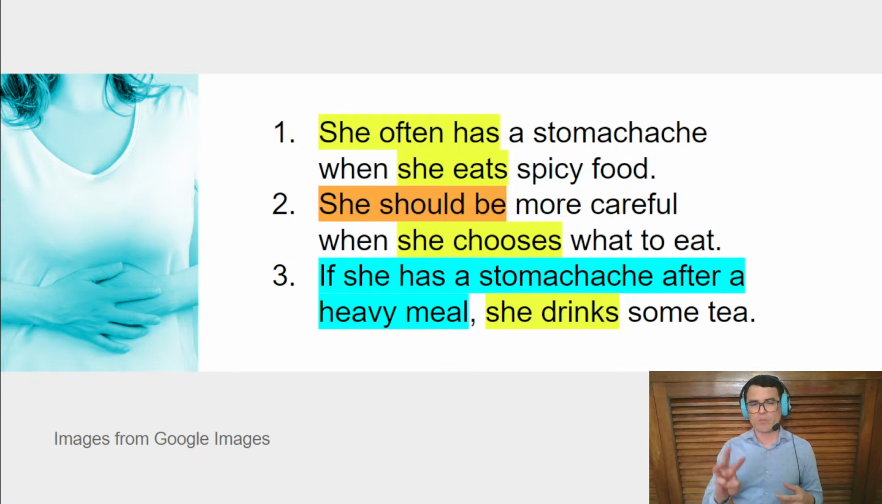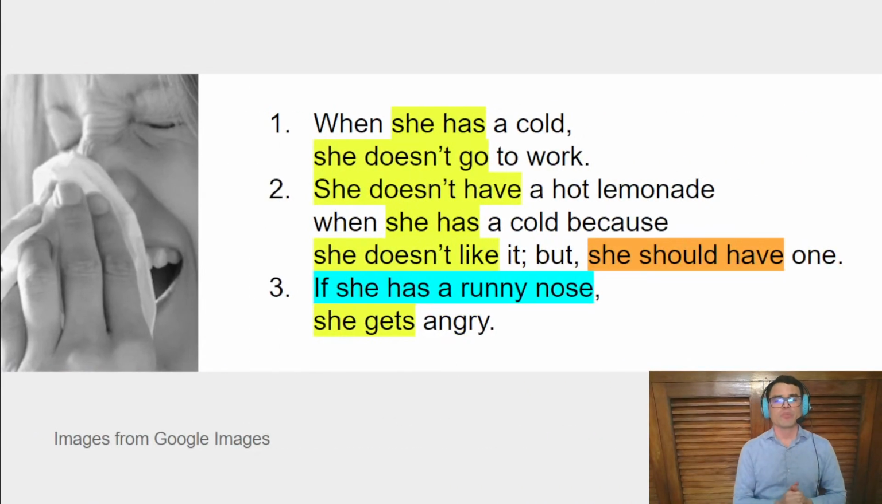Look at the conditional, number three. If she has stomachache after a heavy meal, she drinks some tea. All right, the condition, if, subject, she, verb, has, and you have the whole condition and a comma, and then you have a fact to show the result. Subject, she, verb, drinks, conjugated, she drinks. Nice. Second picture, when she has a cold, she doesn't go to work.